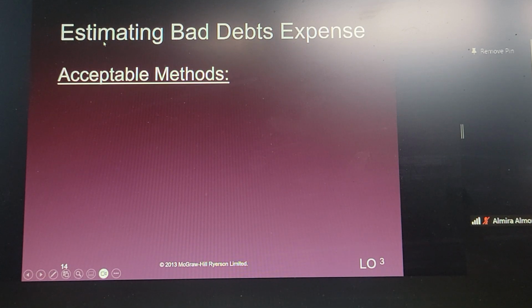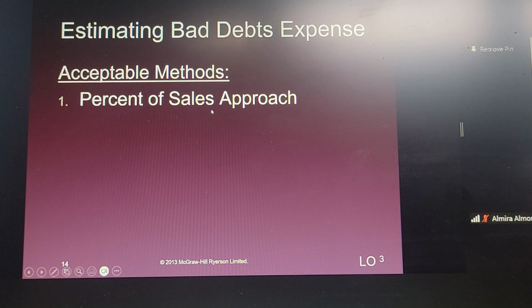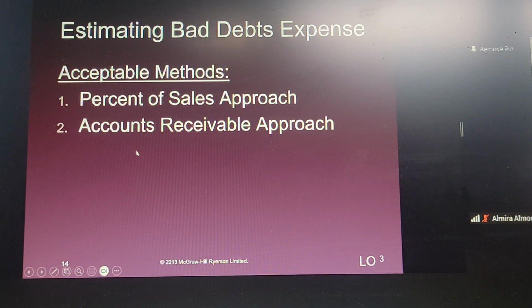Method, right? So estimating the bad debt expense, the acceptable methods. We said there are two ways. I either do it a percentage of the sales or a percentage of the accounts receivable. Okay? Actually, this should not be sales. Who can make this correct? There's something not accurate in here.